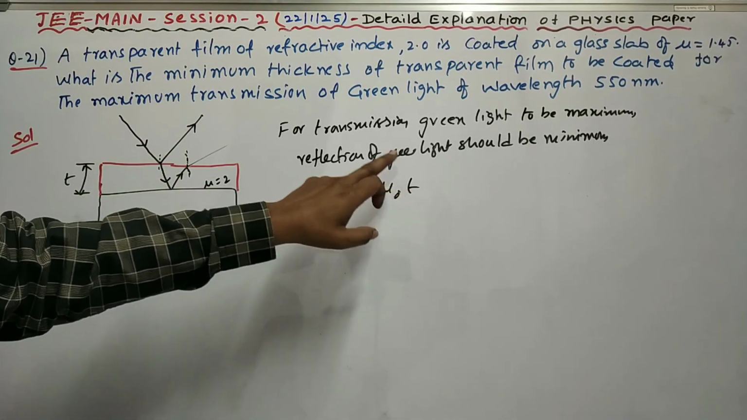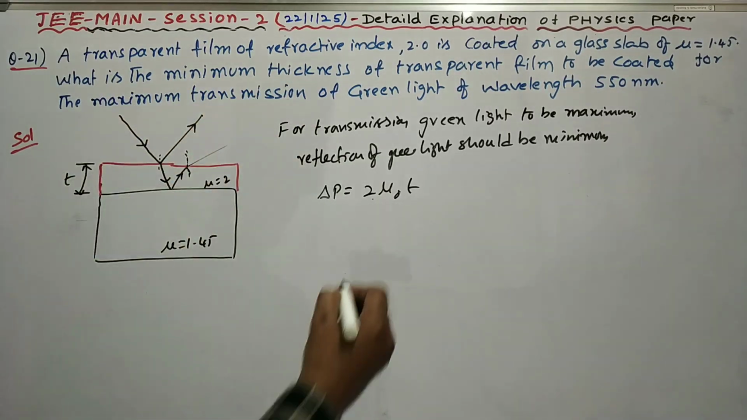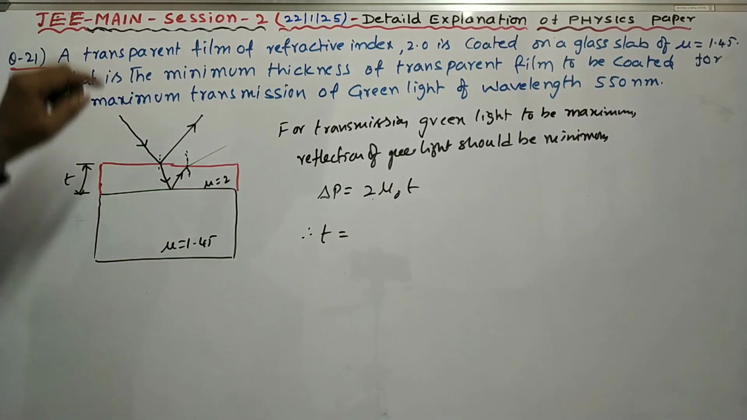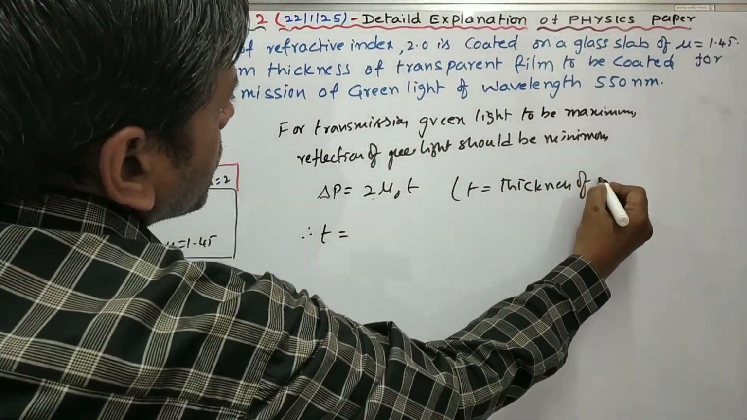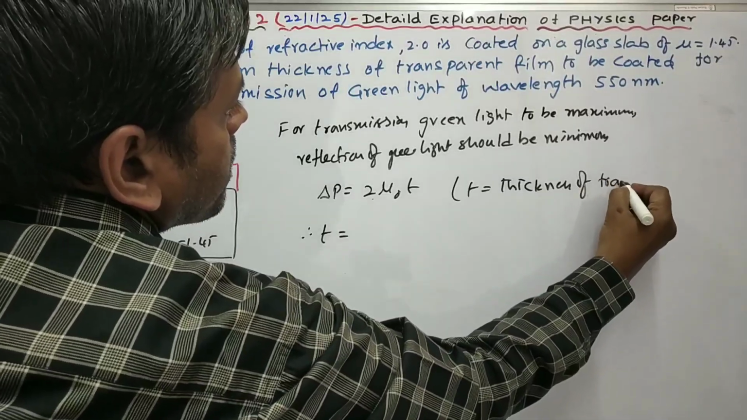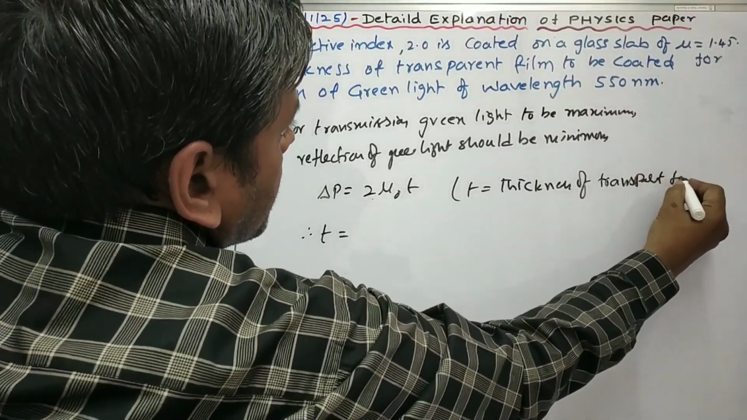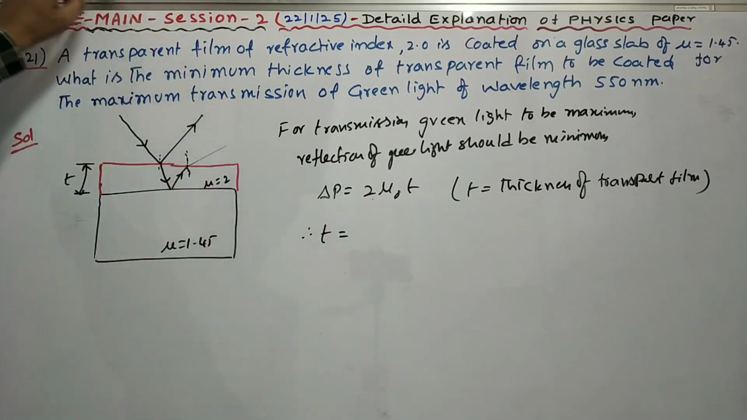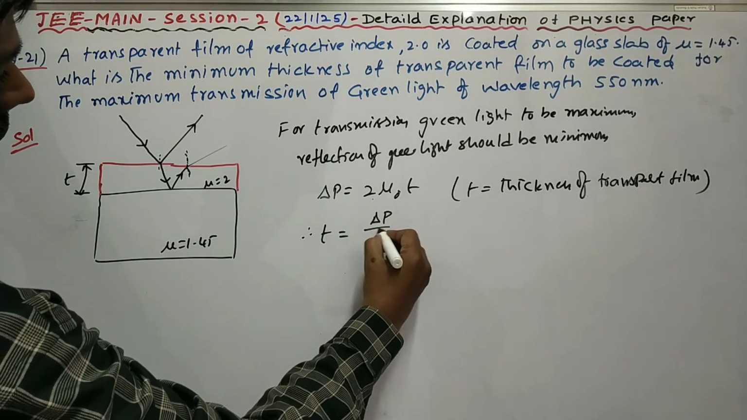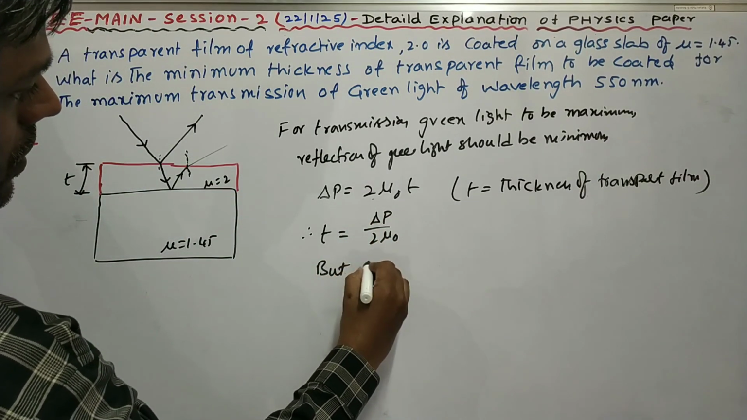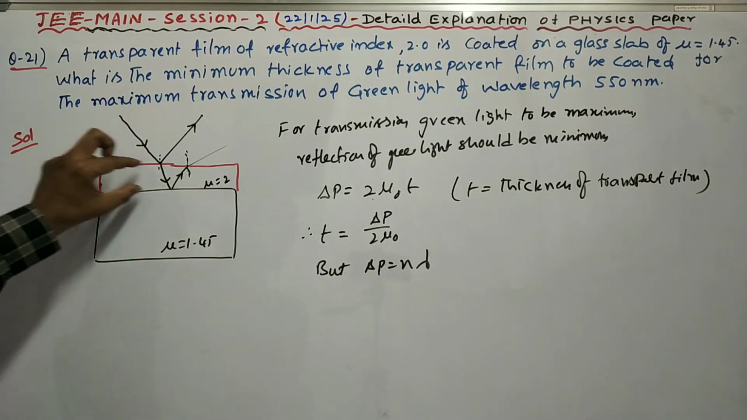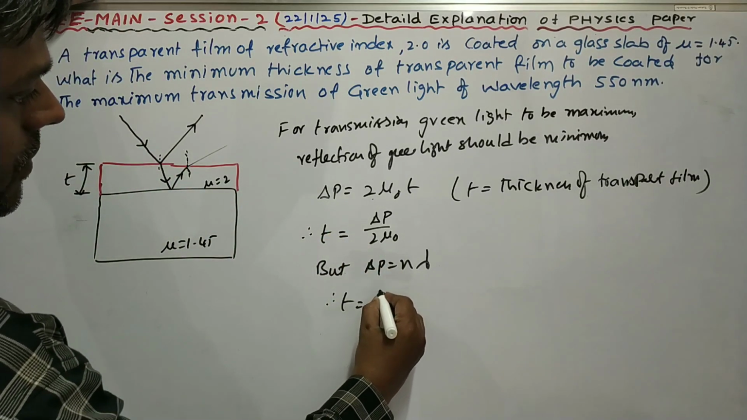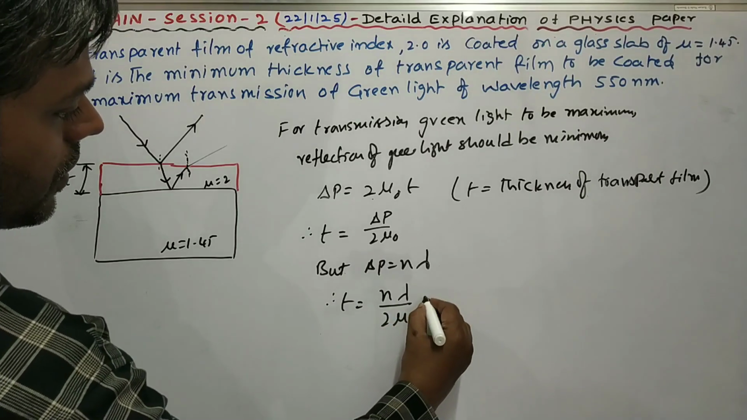But here he is asking for the minimum thickness, T. Therefore, the thickness of the transparent film, T, is equal to delta P by 2 mu naught. But delta P directly depends on the wavelength, and N is the number of coated films. Therefore, T is equal to N lambda by 2 mu naught.